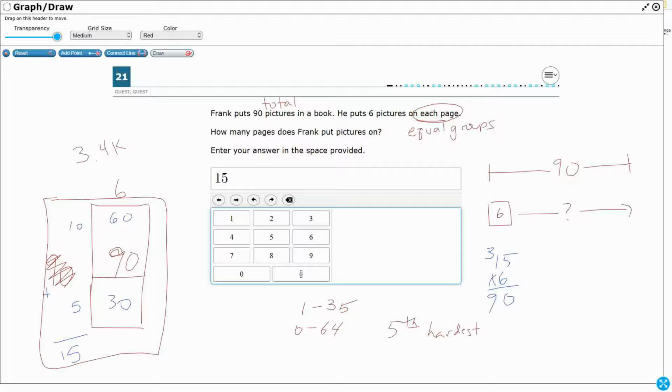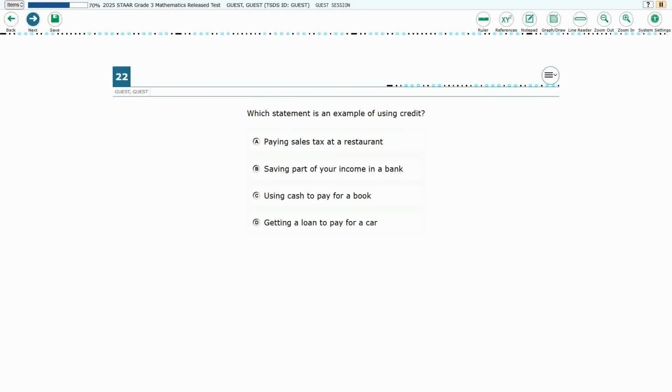Typically, when we do area models, we will do it like this, and then we'll put it like this on the outside, right? We need to think about how we can use that for division, and we can just put the 90, or the 60 and the 30, on the inside and then look for this missing factor. For number 22, we are looking at credit.